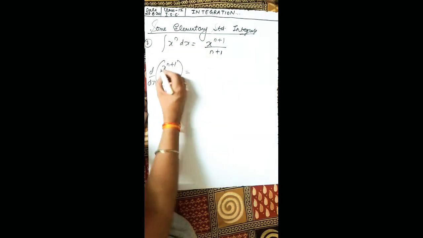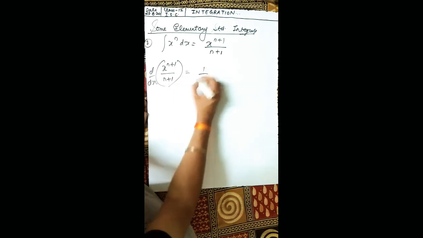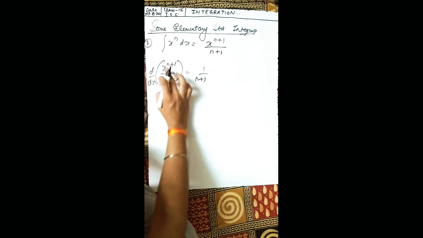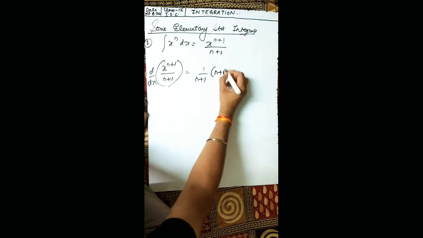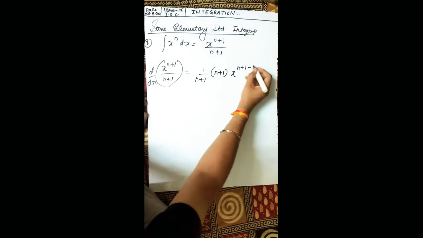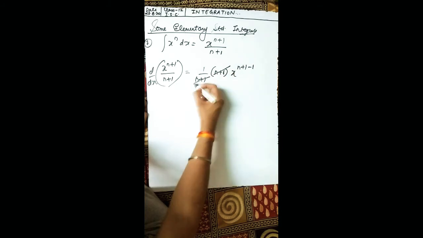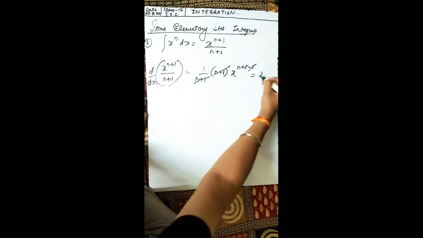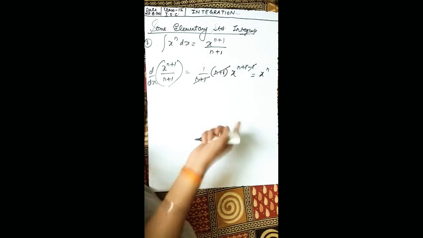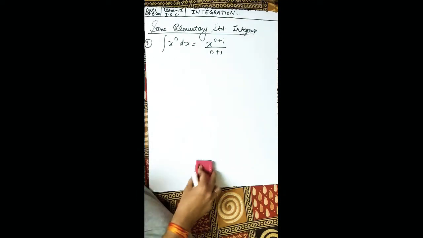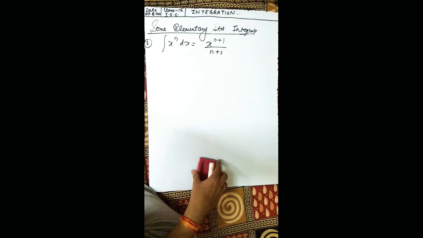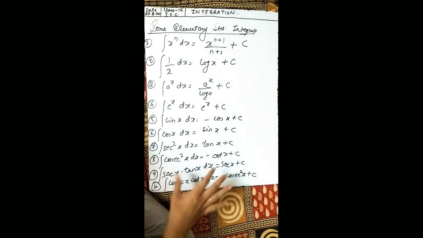So let us differentiate this one. See, 1 upon n plus 1 we are taking out. What will be the differentiation of x to the power n plus 1? It will be n plus 1 times x to the power n plus 1 minus 1. This n plus 1 cancels with that n plus 1, and we are left with x to the power n. Hence proved. So like this you can prove. I'm writing all the standard integrals, so these are some basic formulas which you need to remember.